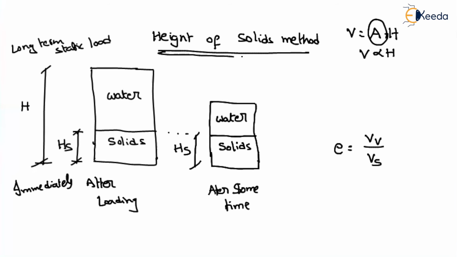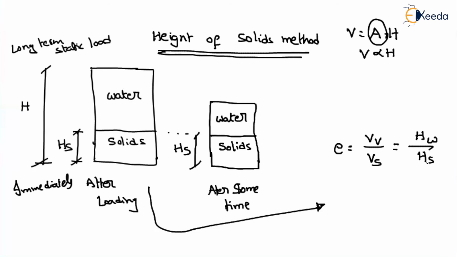Now, what is meant by void ratio? Volume of voids to the volume of solids. If I want to represent it with respect to height, all the voids are filled with water, so I can say height of water to height of solids. By seeing this diagram, we can find the height of solids, and I know the total height of the soil. So what will be my void ratio? What will be the height of water then? It is the total soil thickness minus the height of solids, divided by the height of solids.